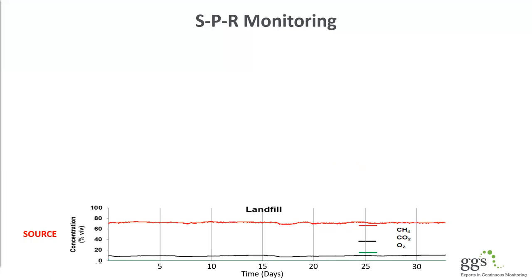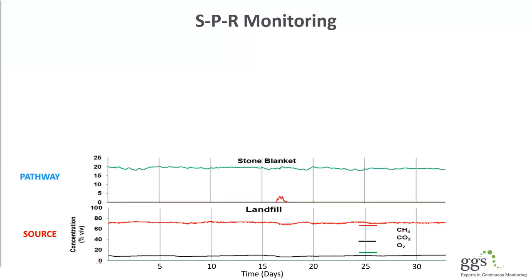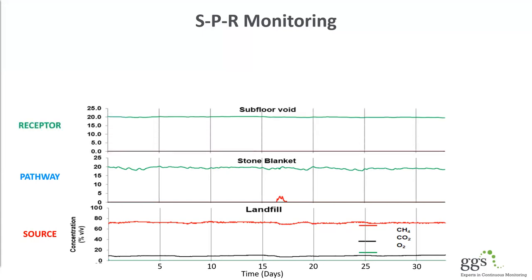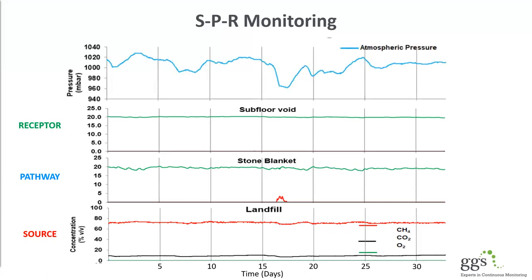We can take some contemporaneous data from the source, in this case, let's say the landfill. We can then take some data from the pathway, so we're looking at it towards a receptor. We can see there is a little bit of methane coming through there. And then at the receptor in the subfloor, here we're not seeing anything. And then if we add our atmospheric pressure, our environmental correlation overlay, you can see the drive is quite strong when you get this sustained and steep falling pressure, which is the only time we've seen it.